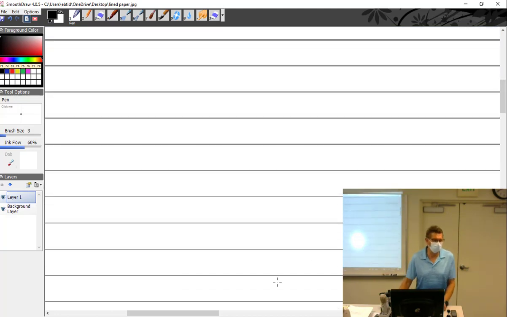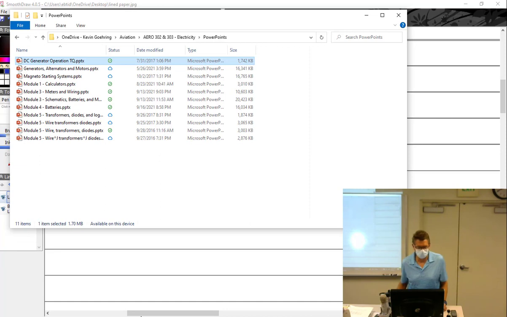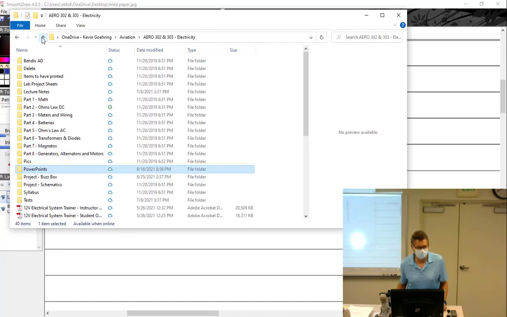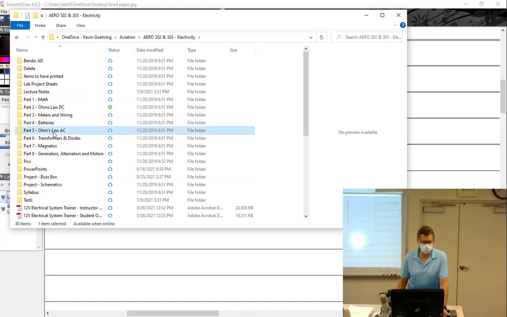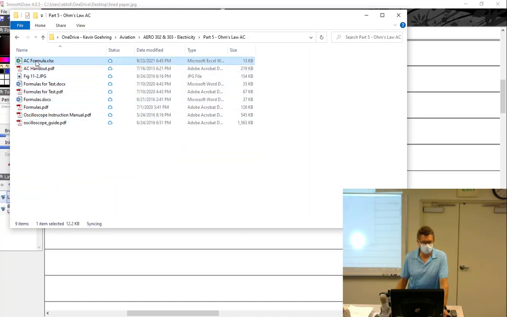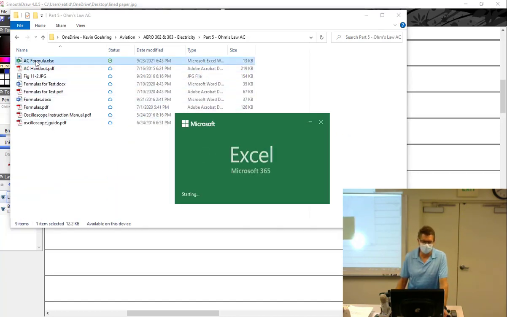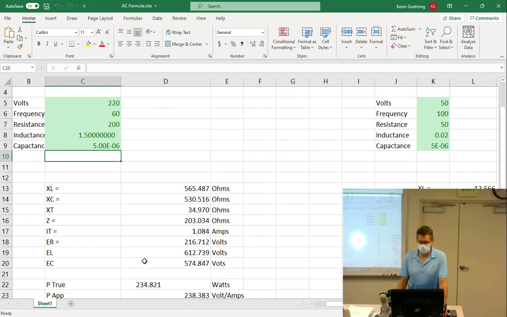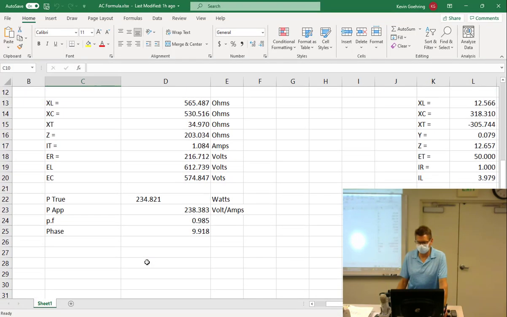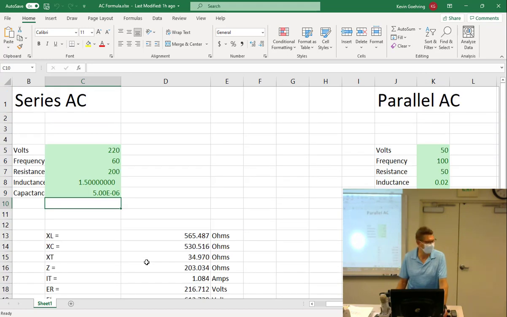It's too bad you couldn't do this, but I will tell you my dirty little secret. Ohm's Law AC, AC formulas. If you're good with Excel, you just make an Excel sheet and plug it in. It'll tell you all the answers right there. That was easy.